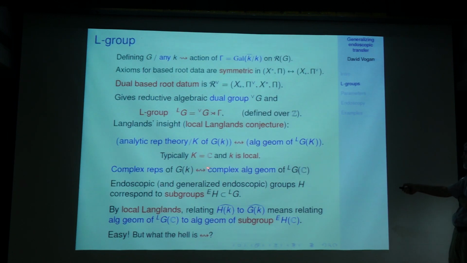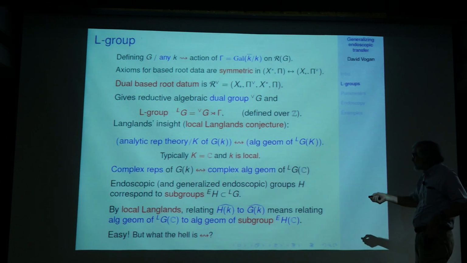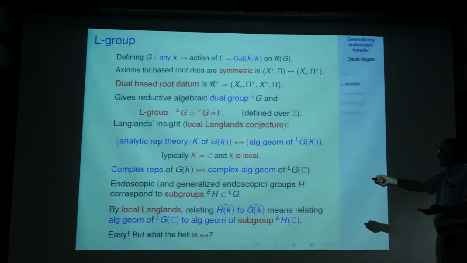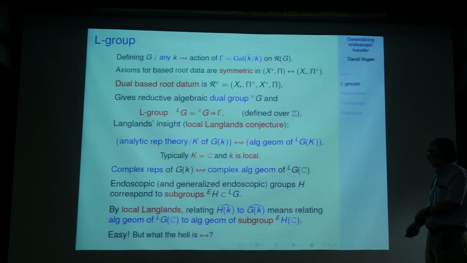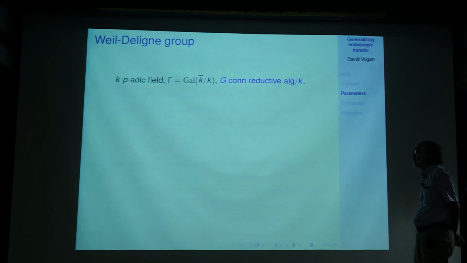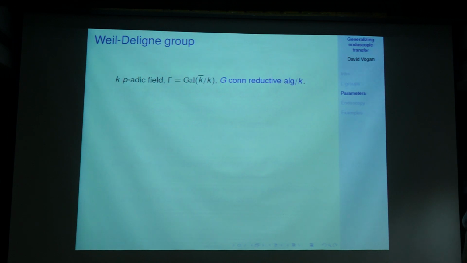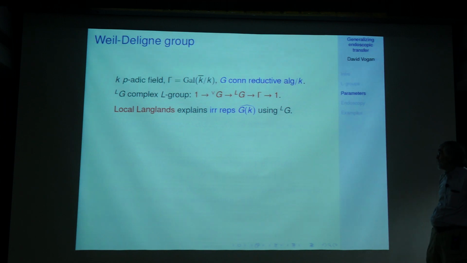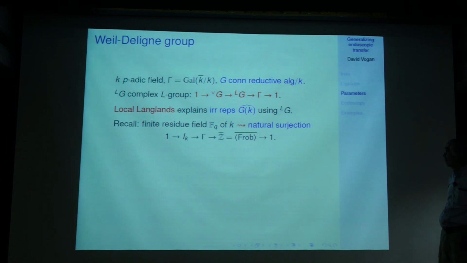The question is, what is this little squiggly arrow? This is a left-right squiggly arrow. I love this symbol. How is it that the representation theory on G is connected to algebraic geometry? Okay, well, the answer has to do with the Weil-Deligne group. So if K is a p-adic field, it has a Galois group. And I talked about this complex L group. And I said that local Langlands should tell you how to understand representations of G of K using this L group. So this p-adic field K has a finite residue field F_q.